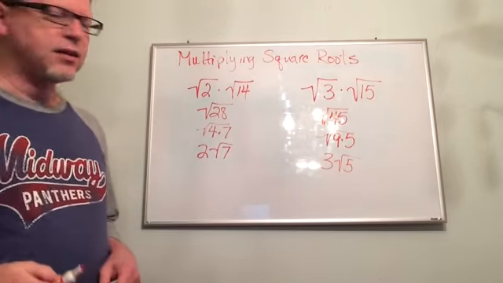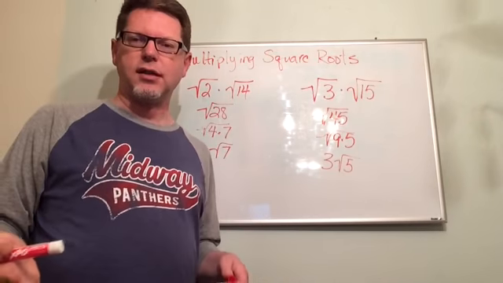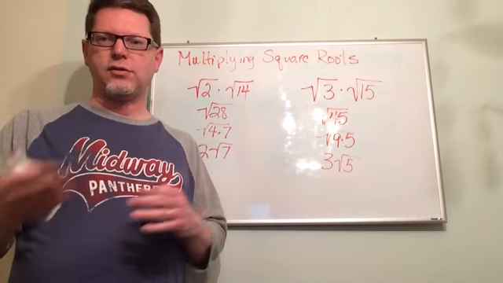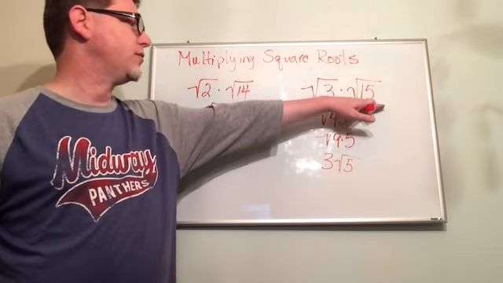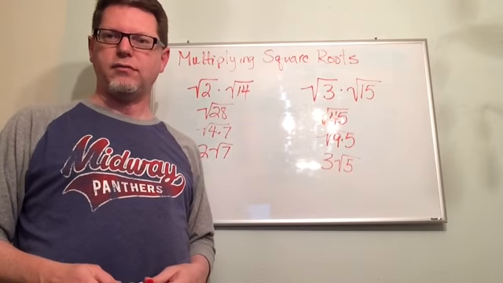so the simplified form is 3 times the square root of 5. And notice that I don't have to put a multiplication sign between those two, because that radical sign simply acts as a grouping symbol, and we know that when we have a number next to a grouping symbol, that's multiplication. So the square root of 3 times the square root of 15 is simplified to 3 times the square root of 5.